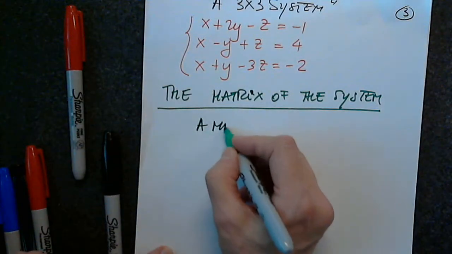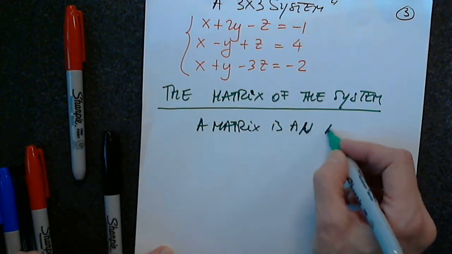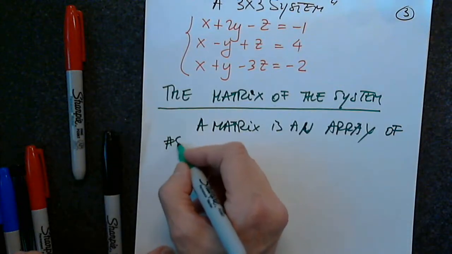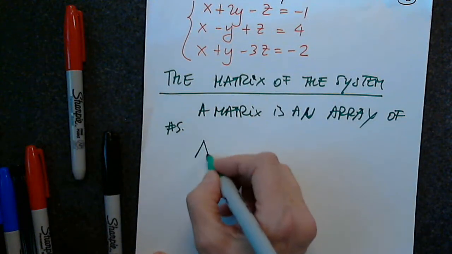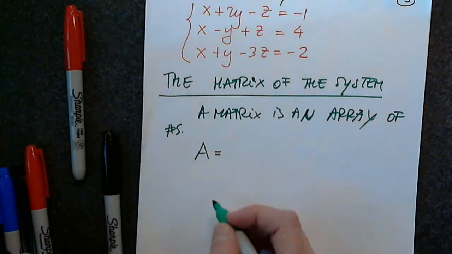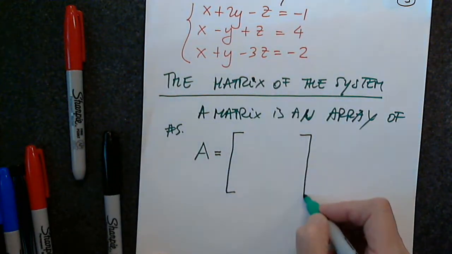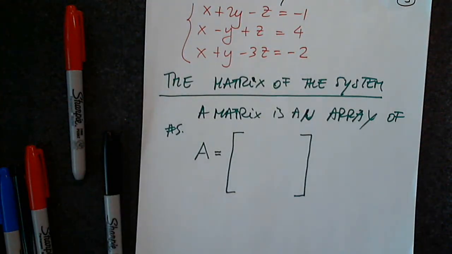A matrix is an array of numbers. Array of numbers. We denote the matrix of the system by uppercase A, equal symbol, and two huge brackets. That's the notation for a matrix.